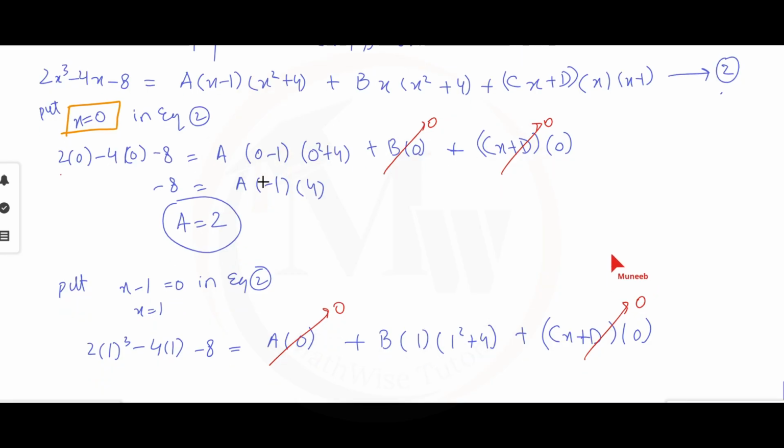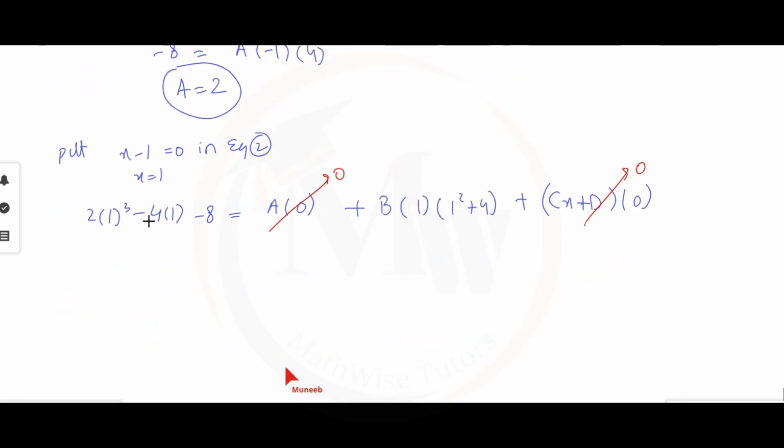By simplifying, we will have 2 minus 4 is minus 2, and minus 2 minus 8 is minus 10, equals, and 1 squared plus 4 is 5. 5 times 1 is 5. So b times 5, and minus 10 divided by 5 will be negative 2. So b is equal to negative 2. See, we got another constant value. First we got the value of a, now the value of b.